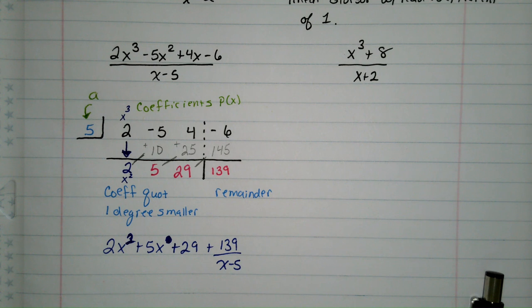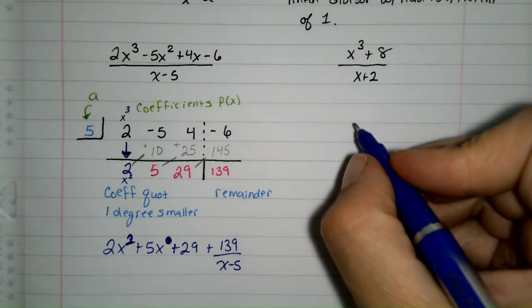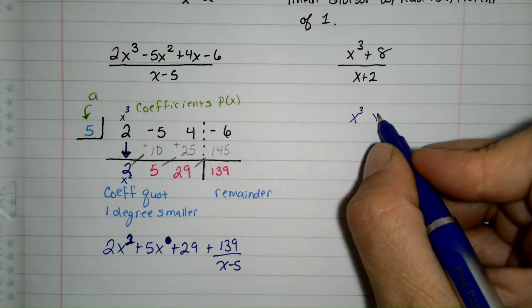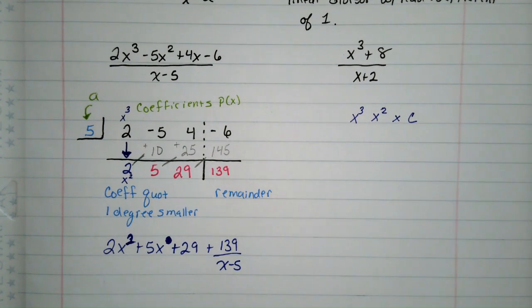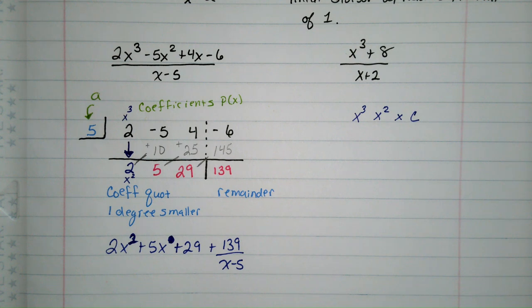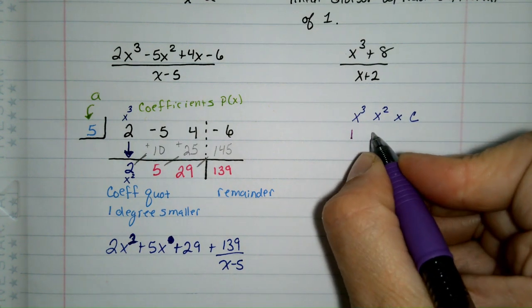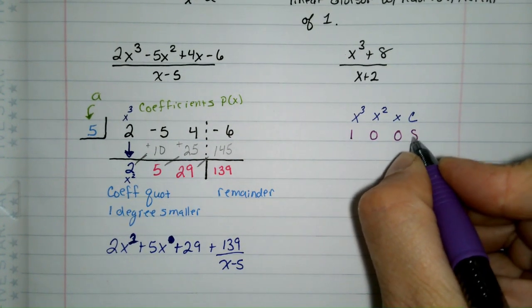When it comes to this other problem, we had to have placeholders when we did long division. We must have placeholders when we do synthetic division. The biggest error I see in synthetic division is people skipping over things. So remember, you have your cubic, quadratic, linear, and constant. You have to have a number for all of those since we're starting at x cubed. 1, none, none, 8.